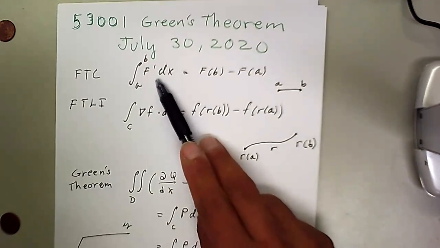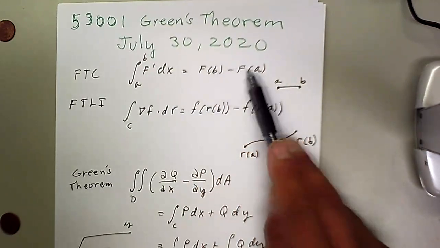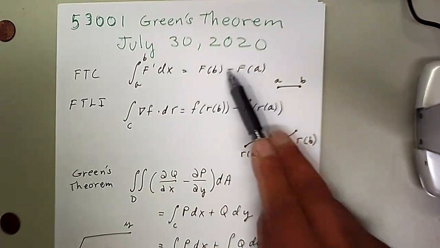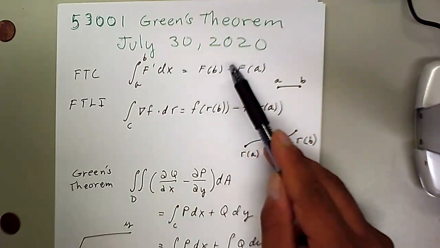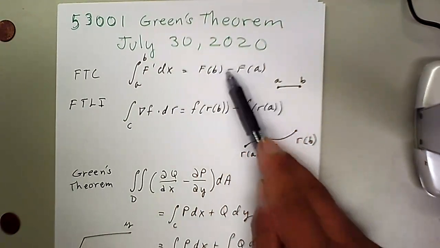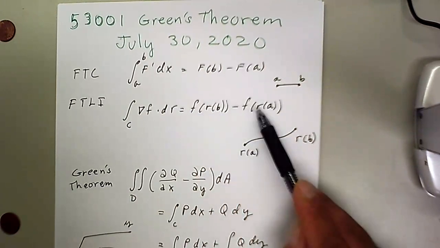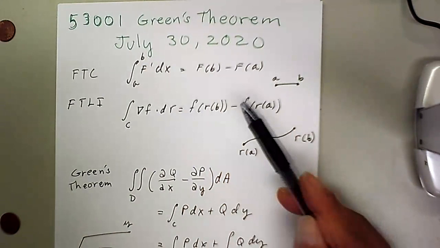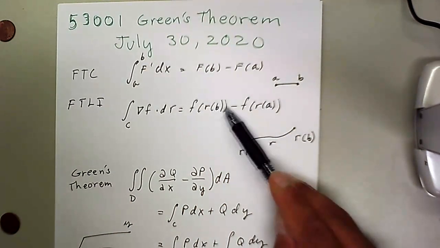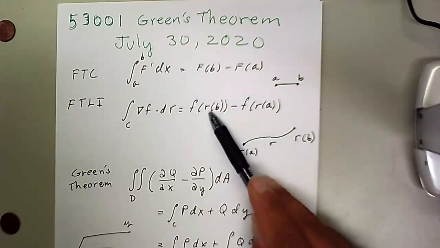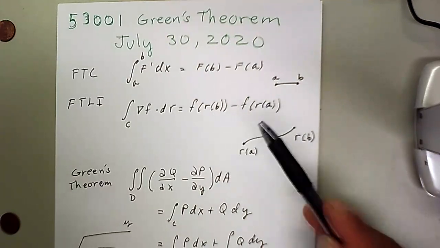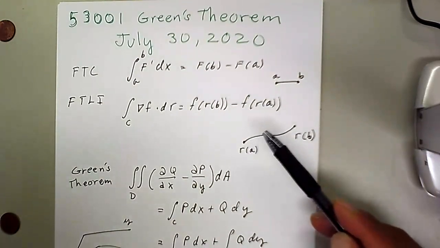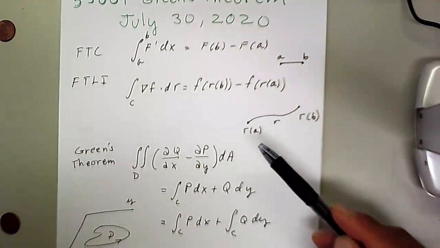Just as with up here, we could have multiple antiderivatives. We just have to be consistent, grab one, and then use the same one in those two. Same thing here. We can have multiple antigradients. All you have to do is add a constant, and you have a different one. So make sure you use the same one for the two of them. That's why we typically use 0 for the constant, so that we don't have to worry about that.